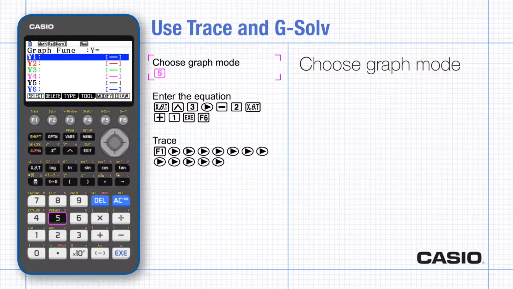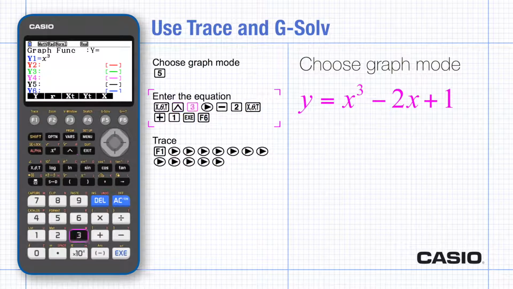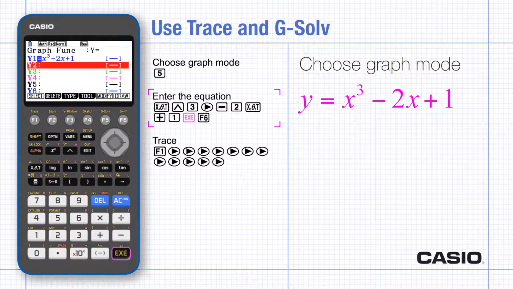So choose graph mode and type in your equation using the X,θ,T key for x. Use the cursor right before you enter the -2 so that that doesn't appear in the power. And when you finish typing it, press F6 to draw the graph.